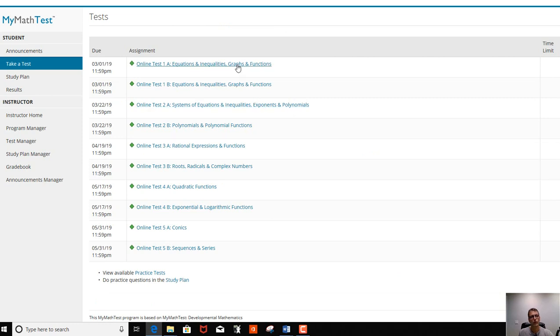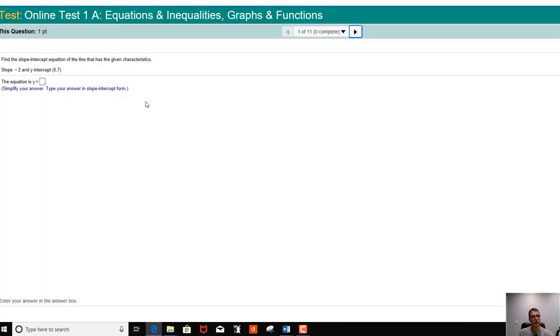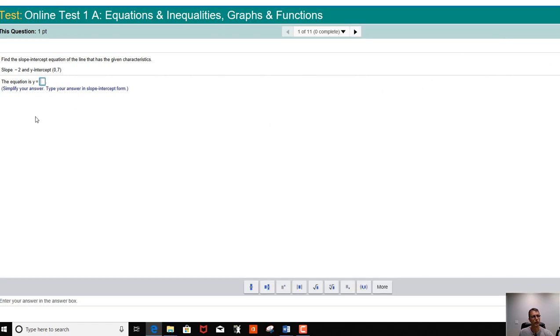So if you start with a test and answer the questions, then you get a chance to submit the test. For example, the first one is asking for a slope-intercept format, minus 2x plus 7. Of course, you take the online test after studying a little bit through the PowerPoints or video lectures.